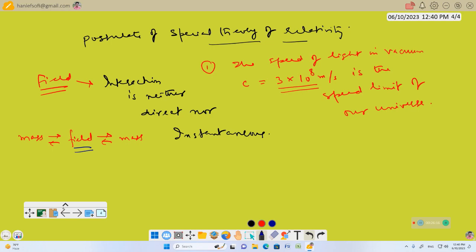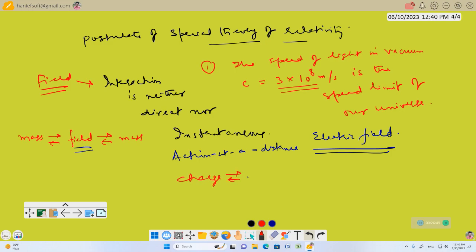Same goes with the electric field idea. Now you can extend this action at a distance idea and field idea to the electric field as well. Only you have to replace masses by charges. So if we talk of action at a distance idea with regard to electric field, then we symbolically write it this way: charge, double arrow, charge.